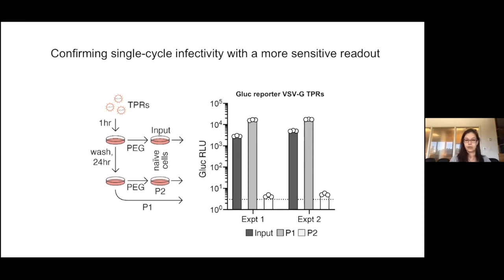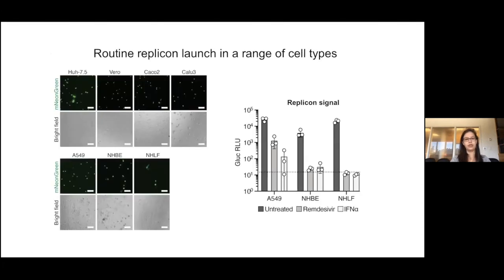So now we can use these VSVG TPRs for their intended target, which is basically infecting different cell types. Here on top, you see cells that are normally used for SARS-CoV-2 research: Huh-7.5, Vero, Caco-2, and Calu-3 cells. But underneath, for example, the A549 cells, we know that we cannot infect them with SARS-CoV-2 unless we engineer them to overexpress ACE2. But they are susceptible to the VSVG trans-packaged replicons.